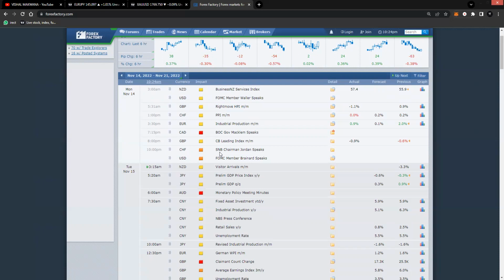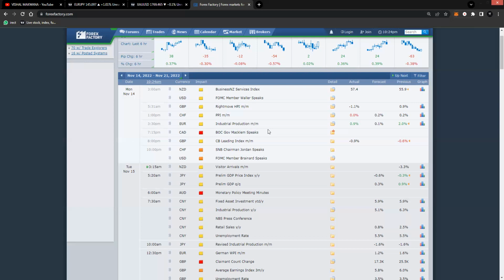That means we have to be careful when we are entering a trade, when we are analyzing the trades. We have to manage our risk and everything, because major movement can happen in the market and unexpected movement can happen in the market. The uncertainty in the market is very high. Then we have the red folder. Now, red folder means the market will be impacted very heavily, right? More than the orange folder.